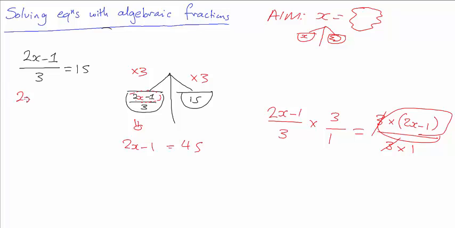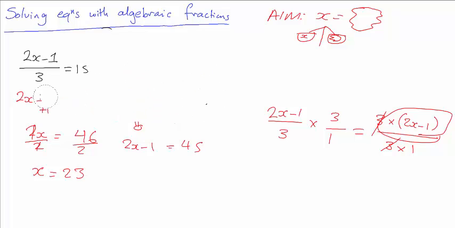So from this stage on, it's a really simple equation. We'll add 1 to each side. We get 2x equals 40, that should be 45, shouldn't it? Oh, yeah, we get 46. And finally we divide both sides by 2, and we get x equals 23. Right, so let's move on to the next question.